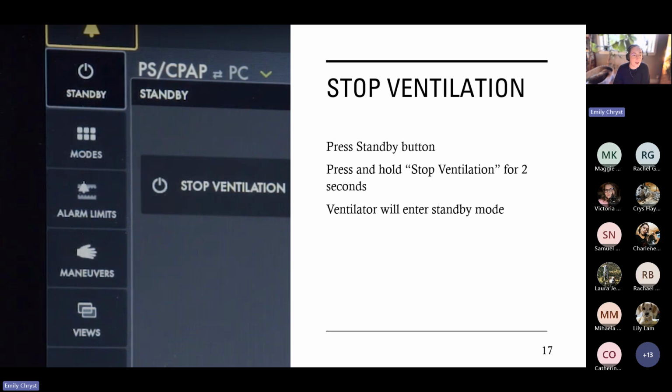Also important to know how to stop ventilation. So stopping ventilation is pressing the standby button, but you have to press and hold stop ventilation in that standby menu for 2 seconds in order to stop that ventilation fully. And this is when the ventilator is going to enter into standby mode. It's going to remember all your settings. When you come out of standby mode, it's going to go right back to ventilating based on how you had those settings before you went into standby. But this will be important if we're disconnecting the patient for something like chest x-rays or if we're trying to take them off the ventilator to see how they do. That way you don't have to restart the ventilator. So remember to use that standby button.